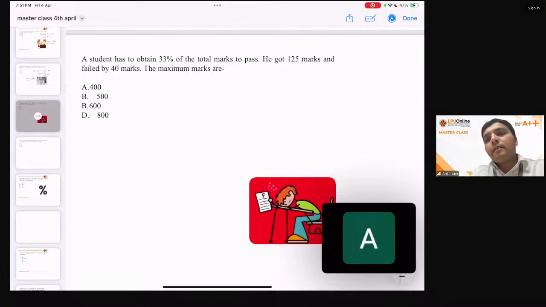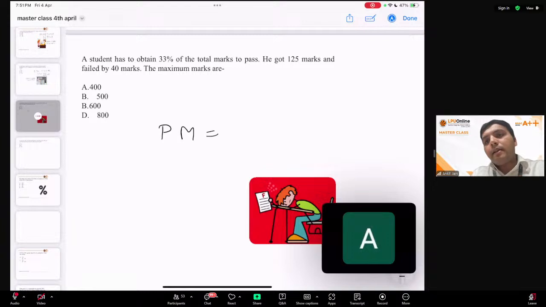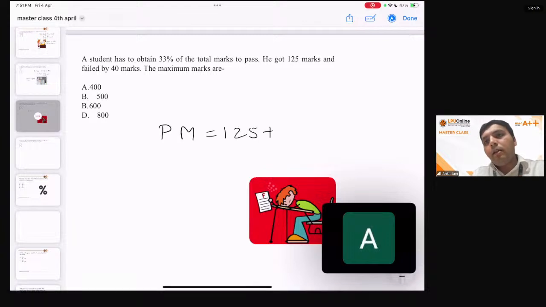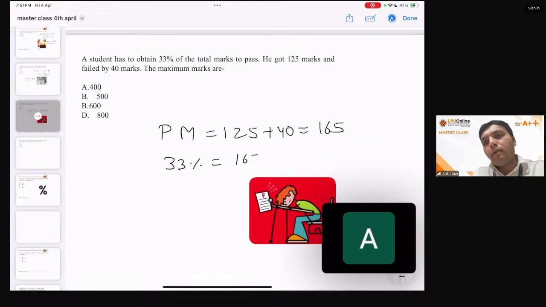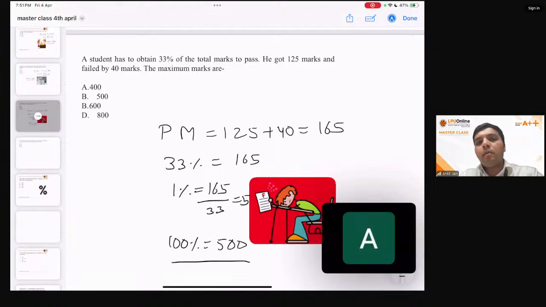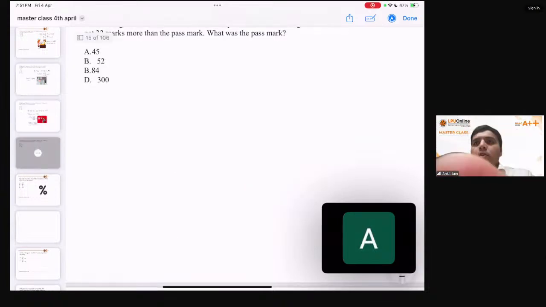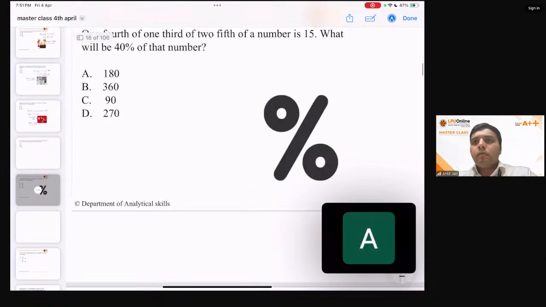Means the passing marks is 125 plus 40. 125 plus 40 is 165. And this 165 is equal to 33%. 33% of total marks is equal to 165. So 1% is 165 by 33, which is 5. 1% is 5, then 100% is 500. Means the total marks is 500. Very good. Okay. Next question.